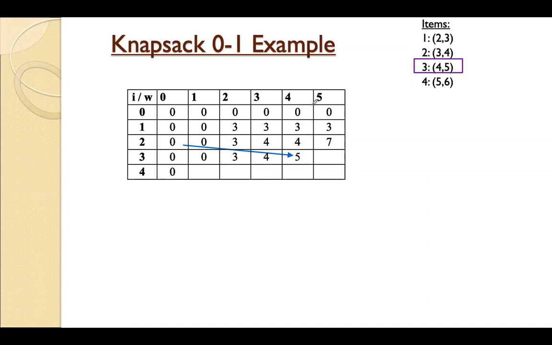Next, when weight is equal to 5, I cannot add 4 plus 2 or 4 plus 3. We can add only 2 plus 3, which is 7 itself. So its value will be 7 only.